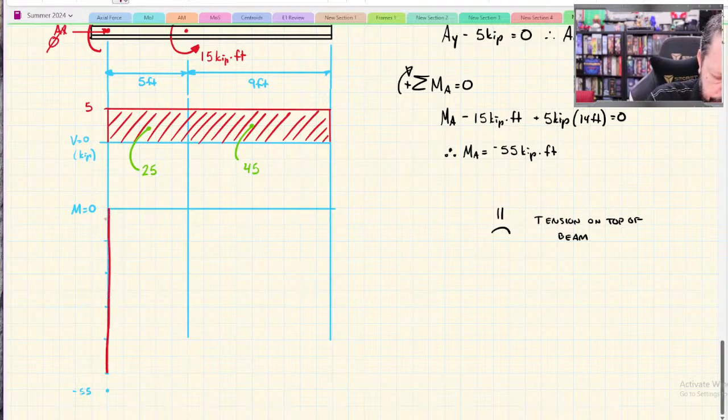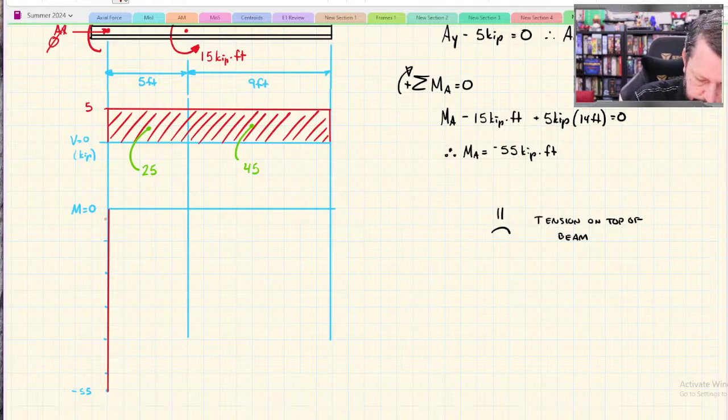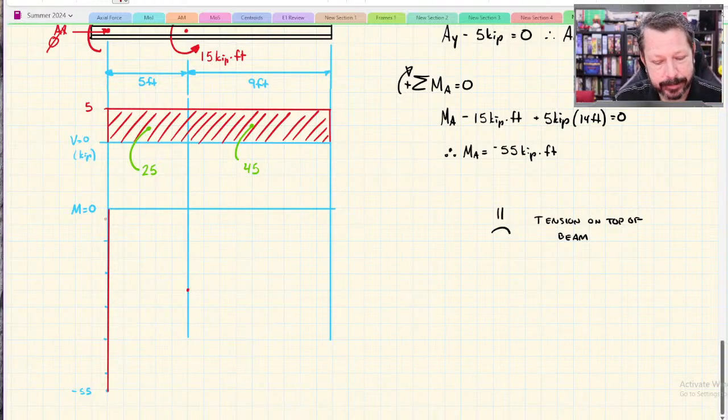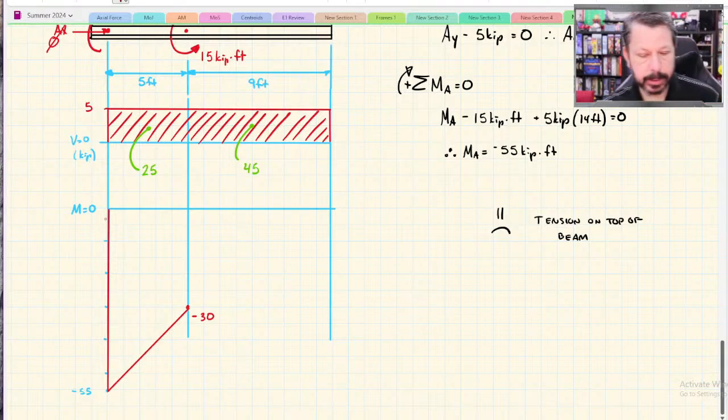So the very first thing is I go straight down to negative 55. And then I have the 25 kip feet of positive shear. So I go from negative 55, I add 25, that gets me up to positive 25, which is right here. Oh, well, no, I'm still at negative 25. Negative 55 plus 25. That's not right. Should be 30, which is right here. Negative 30. It is a straight line because the shear is constant.